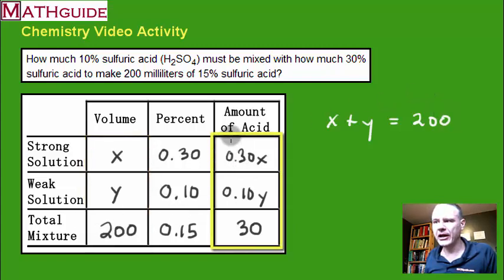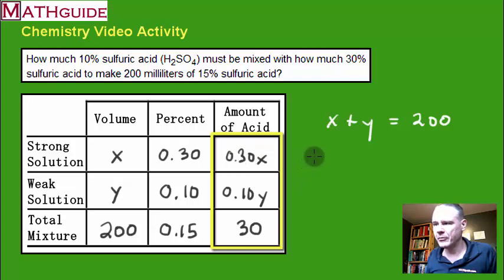Okay, now if we look at the acid, we could say that however much acid is in the strong solution and however much acid is in the weak solution, when I combine the amount of acid that's in those solutions, I'm going to get the amount of acid that's going to be in the final solution, or in other words, the mixture. It only makes sense that the acid from the first solution and the acid from the second solution will combine to be the amount of acid in the final mixture. Okay, so there's our second equation right there.